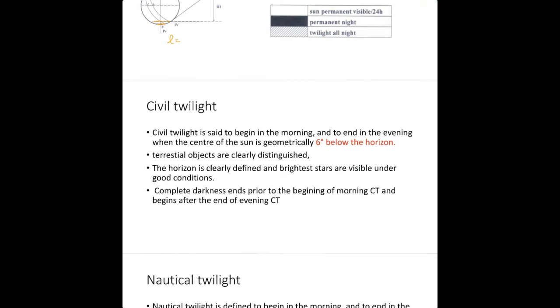Civil twilight is when the center of the sun is geometrically 6 degrees below the horizon. This means that all terrestrial objects are clearly distinguished. The horizon is very clearly defined, and the brightest stars are visible. Complete darkness ends prior to the beginning of morning civil twilight, and begins after the end of evening civil twilight.